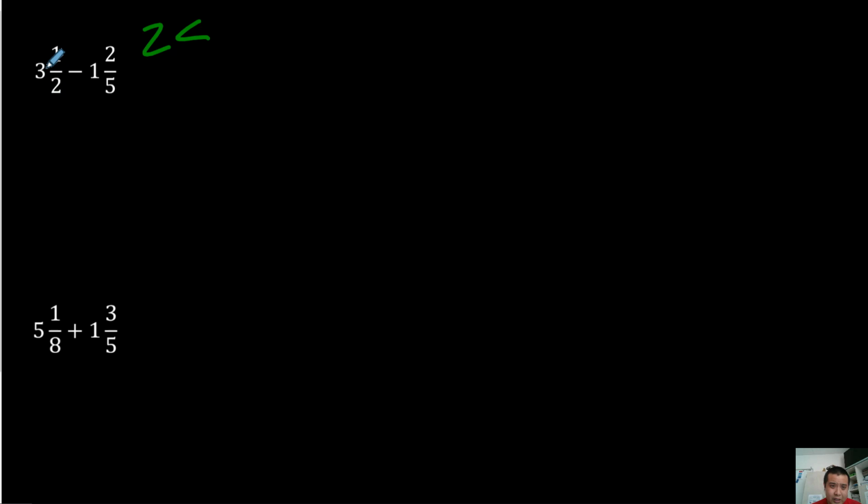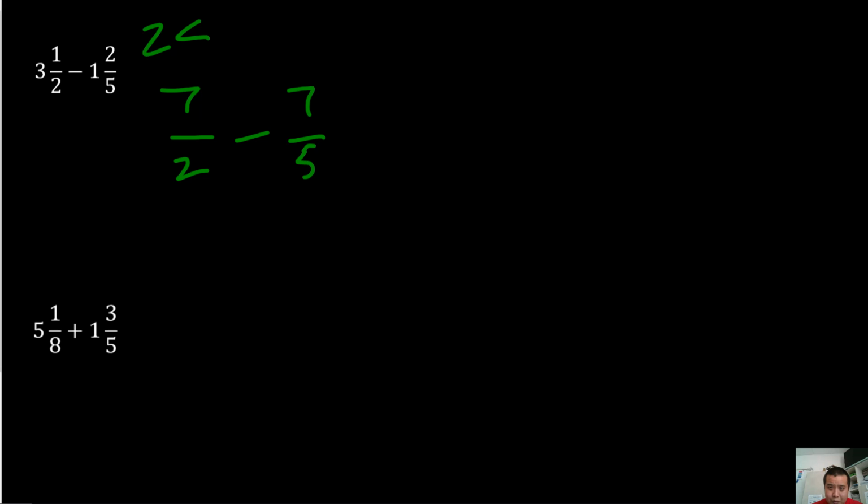2 times 3 is 6. 6 plus 1 is 7, so we get 7 halves. Let's change that. That's a 7. 7 halves minus 5 times 1 is 5, plus 2 is 7 over 5.